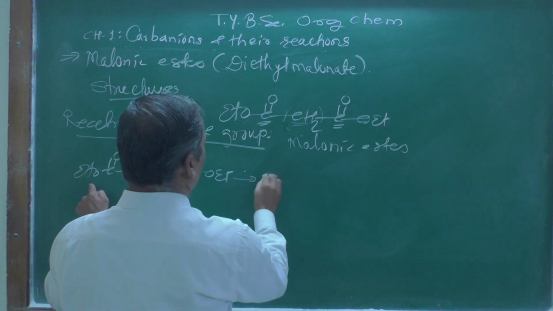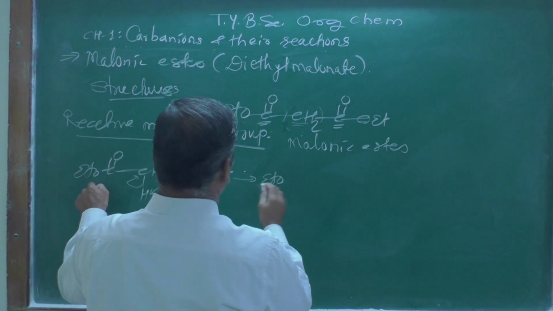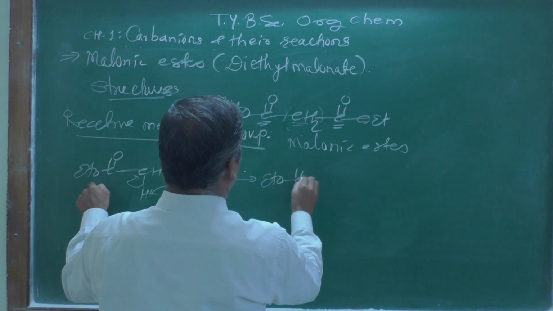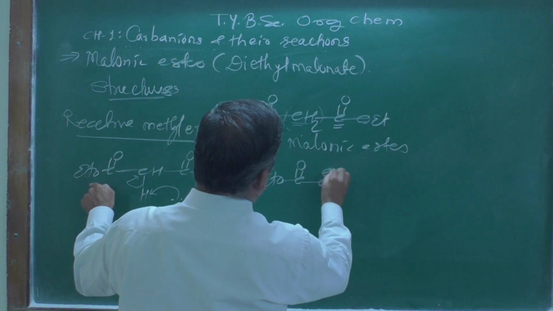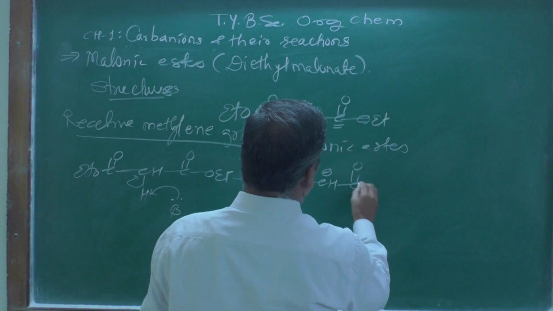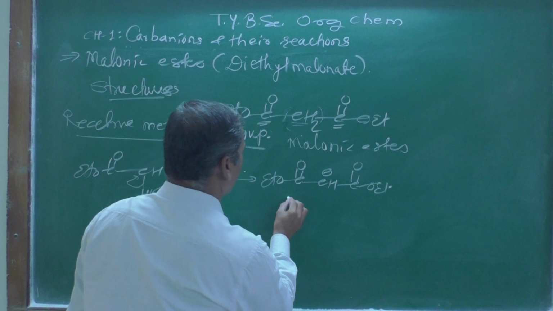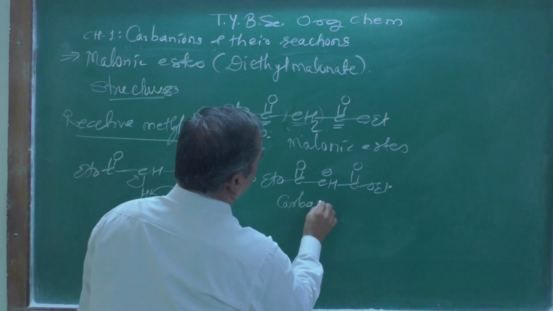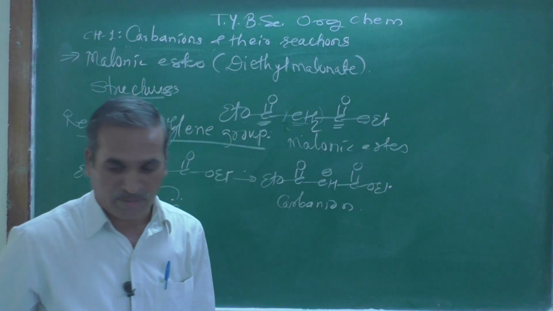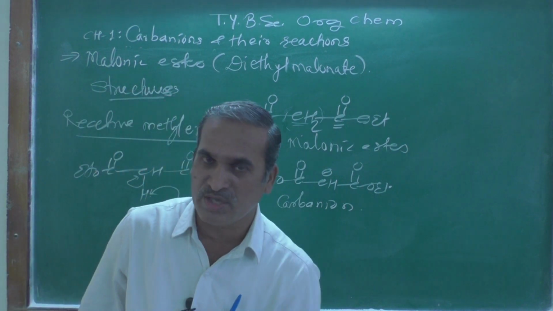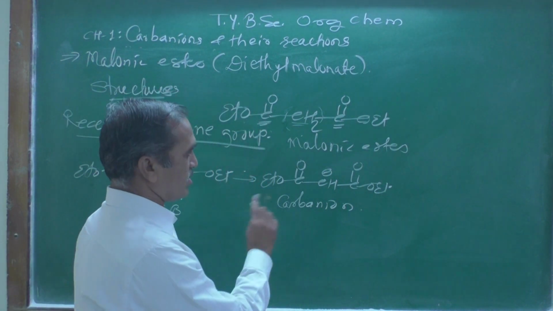And after that, what you are going to get over here is EtO, then C double bond O, CH minus, and then C double bond O, OEt. And this is a carbanion, right? The carbon atom carrying a negative charge is known as a carbanion, as we know.